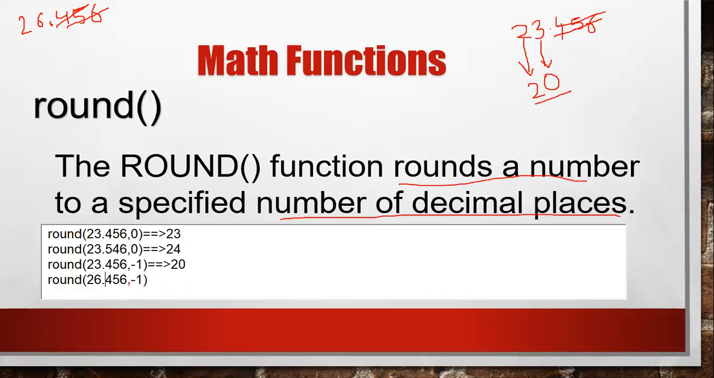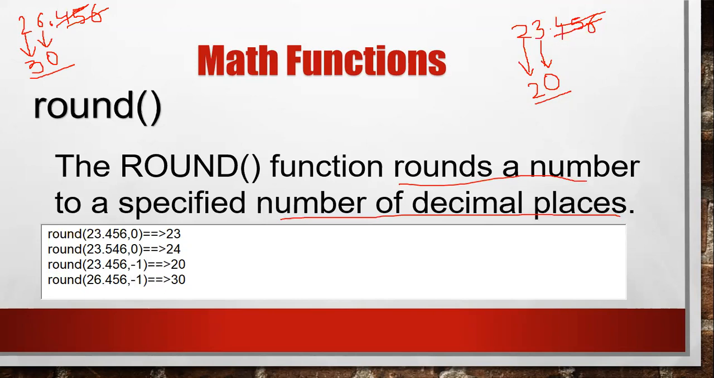As it is minus 1, first we have to reduce the value of the first digit before the decimal to 0. So the 6 will be reduced to 0, but as 6 is greater than 5, we will add 1 to the previous digit, that is 2, and when we add 1 to 2 we get 3. So in this case we will get the answer as 30.